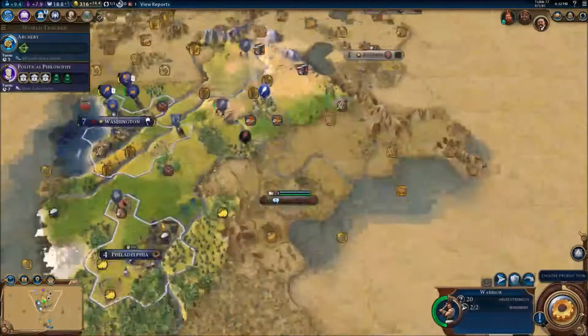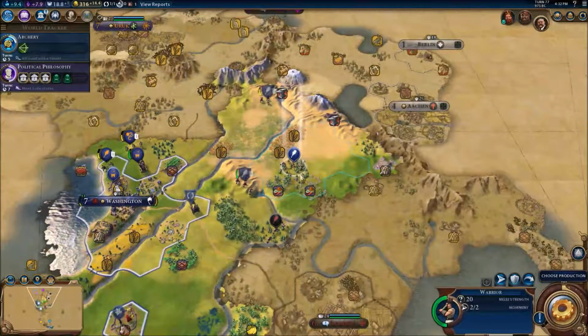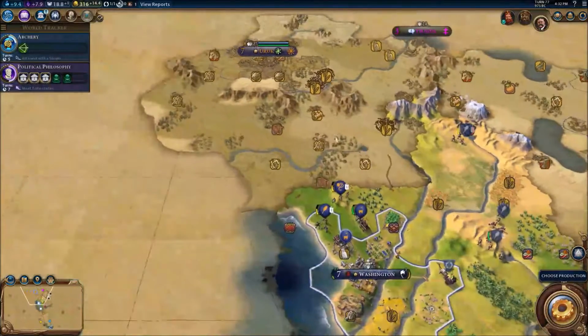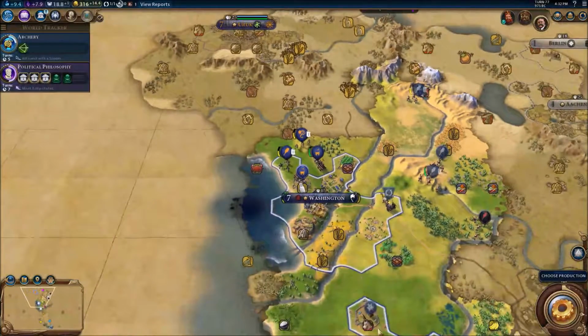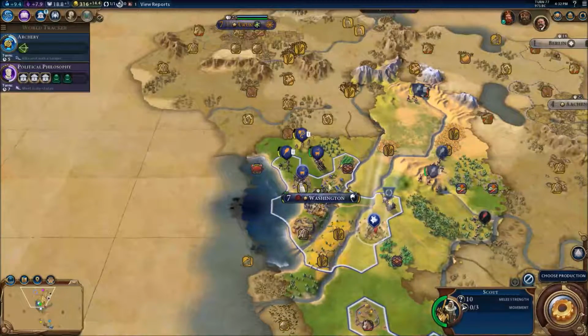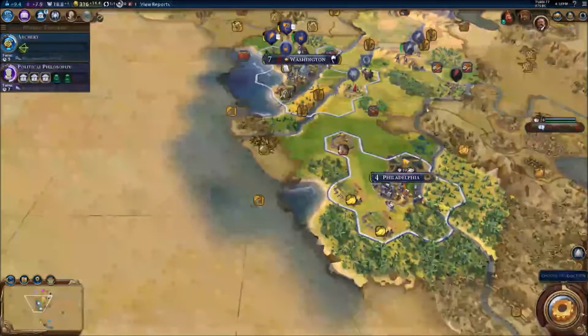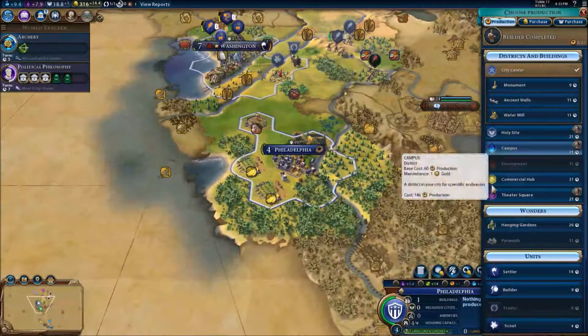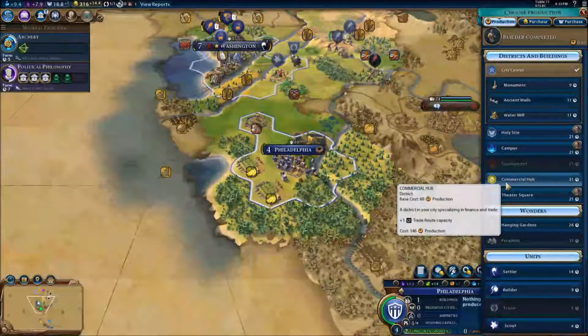There is a Barbarian Slinger. These guys are healed, so they can fall back. Alright. Oh, and we have a production needed in Philadelphia, it looks like. They finished their granary. Okay. So, we can make a holy site or a campus. We could do a theater square or that commercial hub.